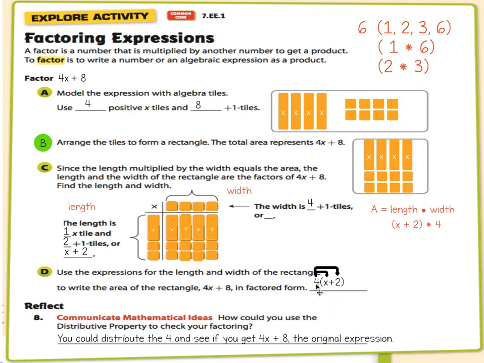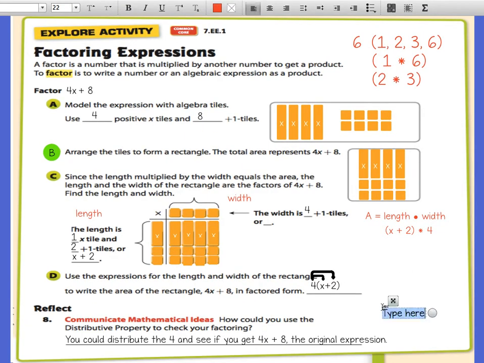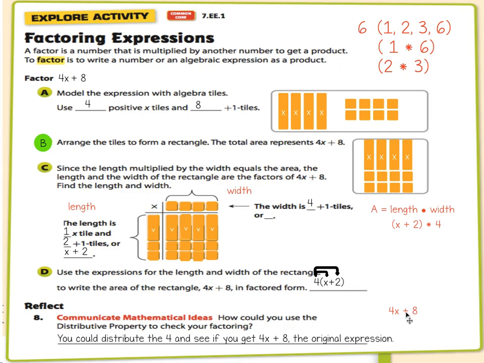So when I do that, 4 times x is 4x, plus 4 times 2 is 8. So did I get my original expression? If I distribute it, this is what I would get, and it matches my original, so I know that I did it correctly.